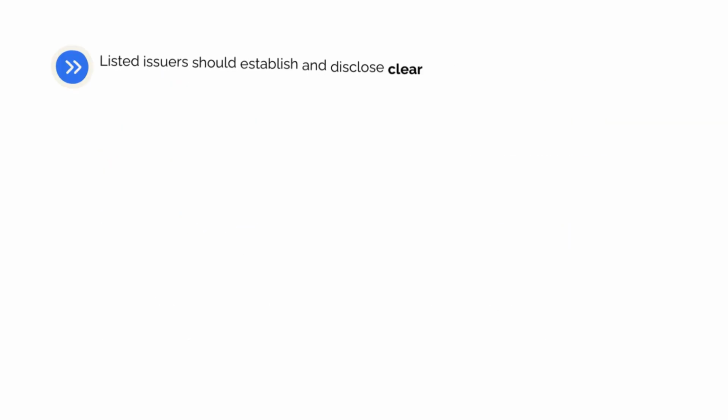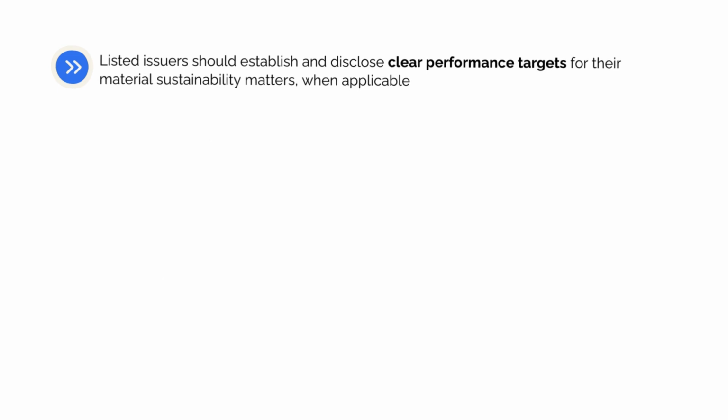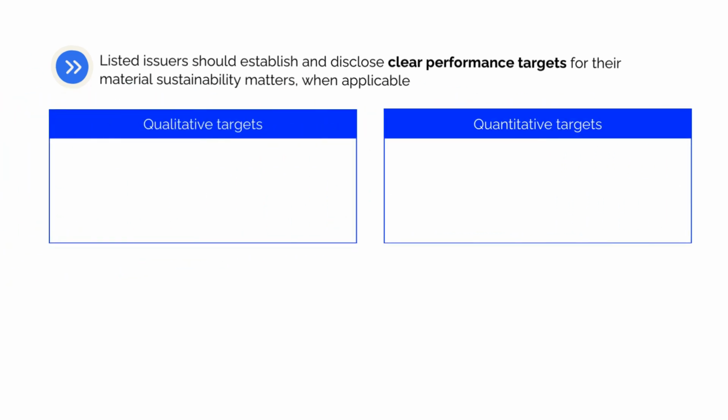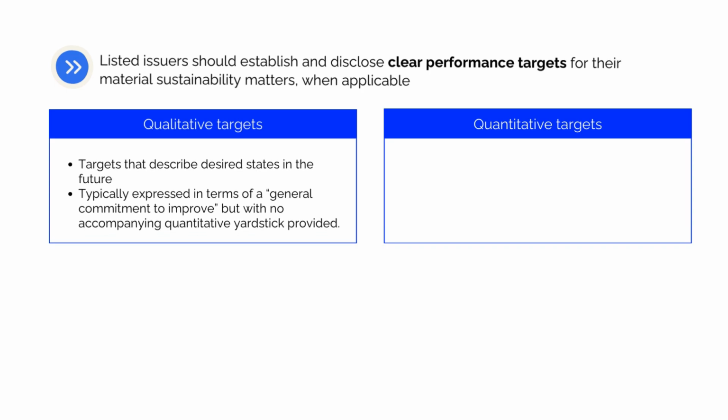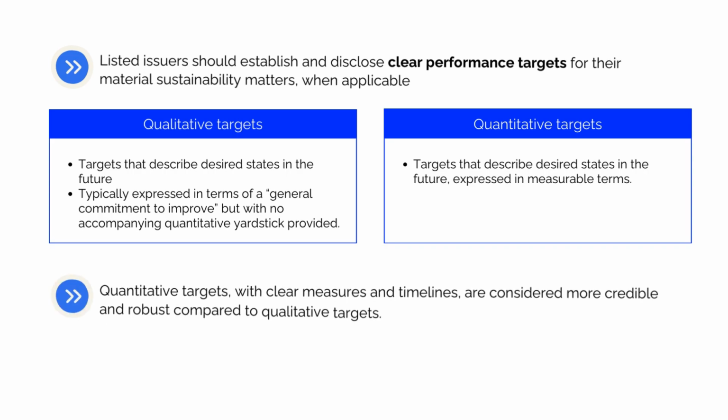Bursa Malaysia highly recommends that listed issuers establish and disclose clear performance targets for their material sustainability matters, when applicable. These targets can be either qualitative or quantitative. Qualitative targets are defined as targets that describe desired states in the future, typically expressed in terms of a general commitment to improve, but with no accompanying quantitative yardstick provided. While quantitative targets refer to targets that describe desired states in the future, expressed in measurable terms. Quantitative targets with clear measures and timelines are considered more credible and robust compared to qualitative targets.